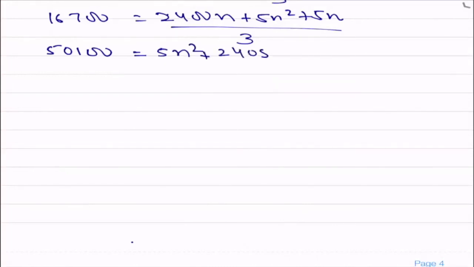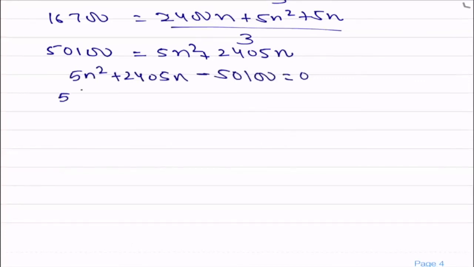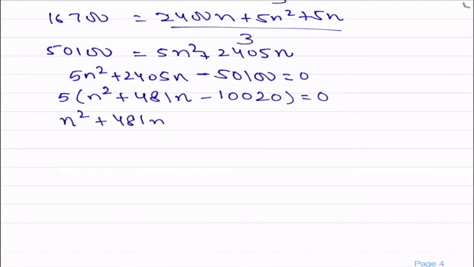So this is a quadratic equation, and in this quadratic equation, 5 is common. When we take out 5 common, n square plus 481n minus 10,020, and 5 on the other side becomes 0. Now we got this quadratic equation, and we will solve it either by the quadratic formula or by splitting the middle term. Both the methods are correct, choice is yours. So I am using splitting of the middle term.